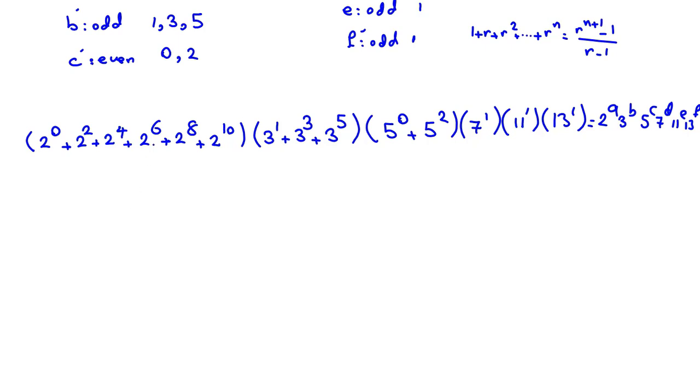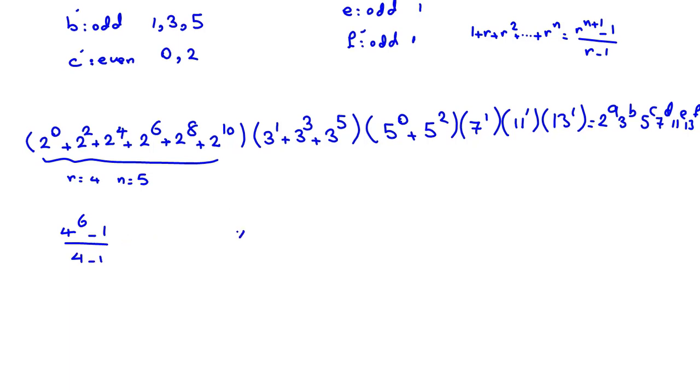So in this case, 2 to the 0 up to 2 to the 10. We can say it's 1, 4, 4 squared. Here, R is 4, because look, it is 1 plus 4. The last one is 4 to the 5, or 2 to the 10. So N is 5. So here it will be 4 to the 6 minus 1 over 4 minus 1, if you use the formula. The next one, let me write below each case.